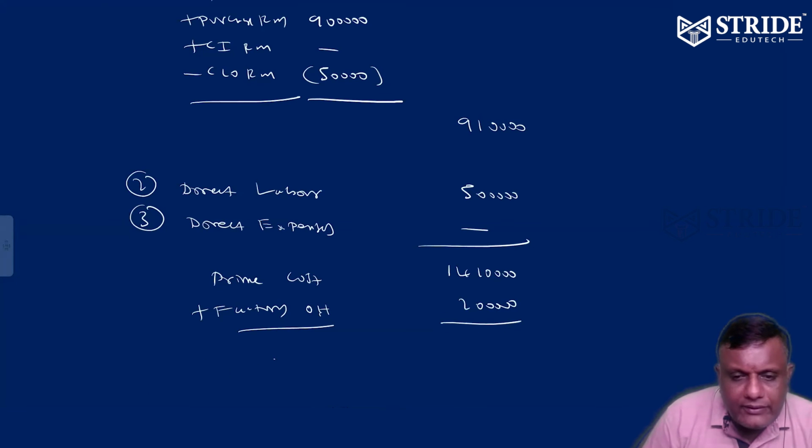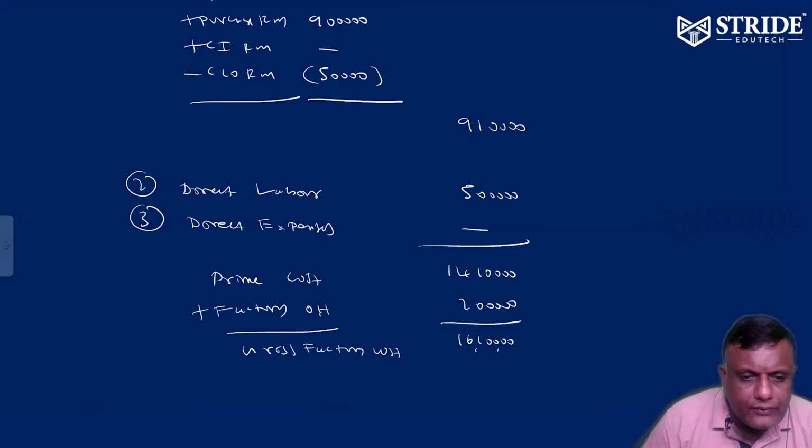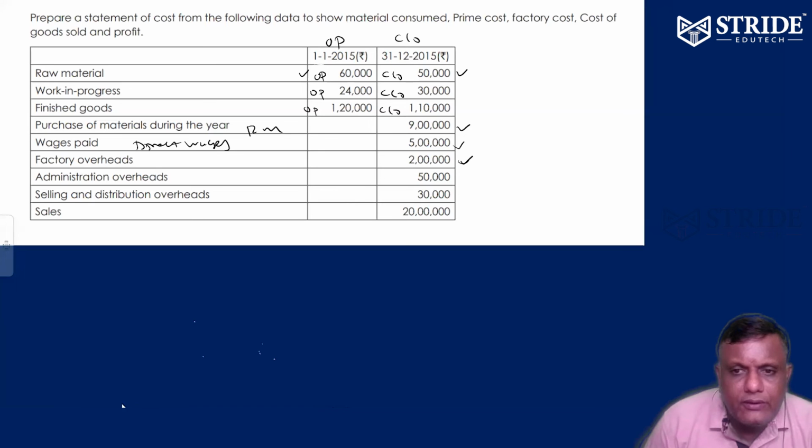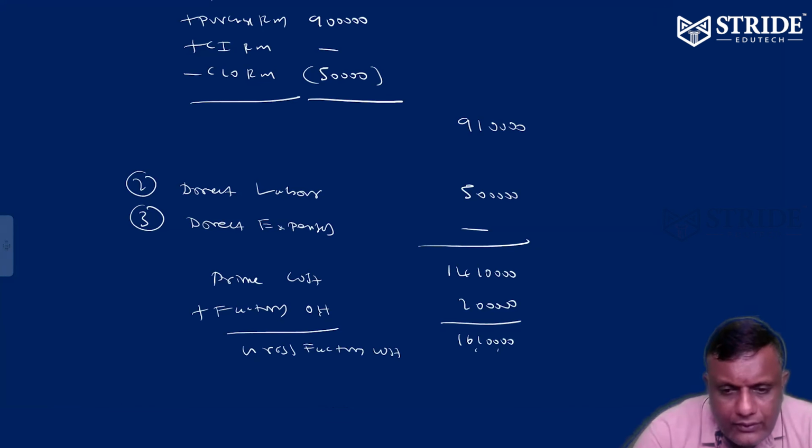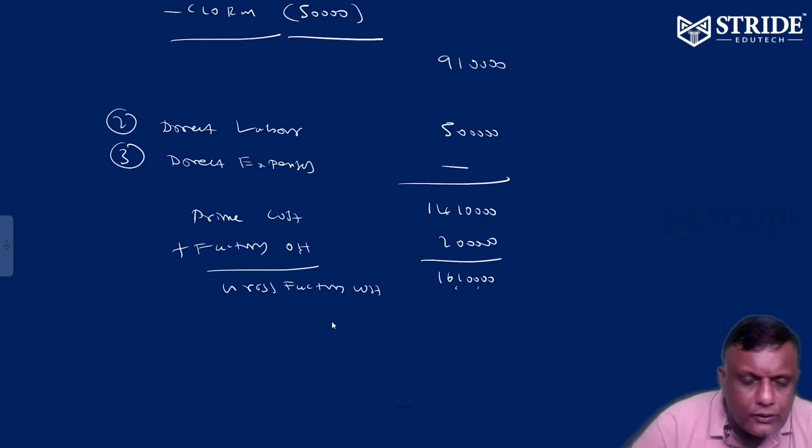The term is called gross factory cost. I think there's no fixed format, but we are doing it. So gross factory cost: 14 lakh 10,000 plus 2 lakhs, 16 lakh 10,000 gross factory cost.